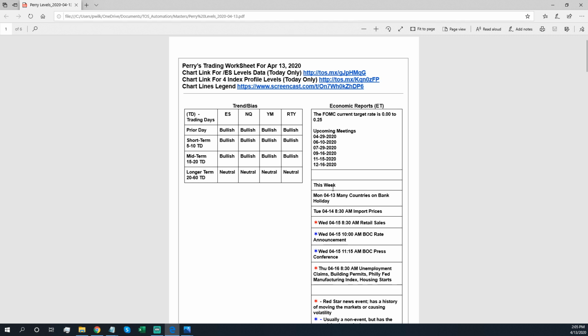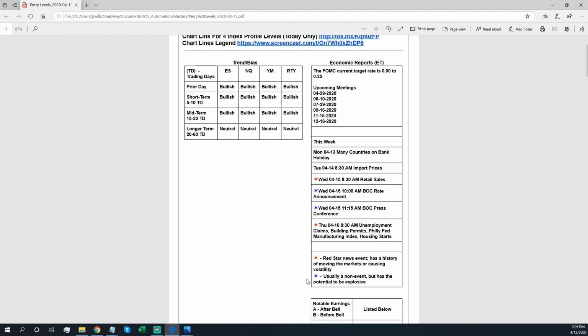So then I have a this week, and I'm really looking at this as for U.S. equities, right? There's a lot of news out there that affects other markets, but I'm really looking for U.S. equity market movers. So these are the ones I note. Again, as you look down here, blue star means it's usually a non-event, but it has a potential to be explosive. A red star event usually means there's volatility associated with those events. So if you just look out today for what I've got marked, for this week, retail sales and unemployment claims are going to be big going forward. And then the Bank of Canada rate announcement and their press conference really isn't going to do too much for the U.S. equity markets in general.